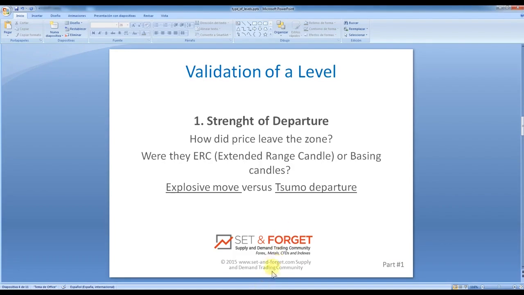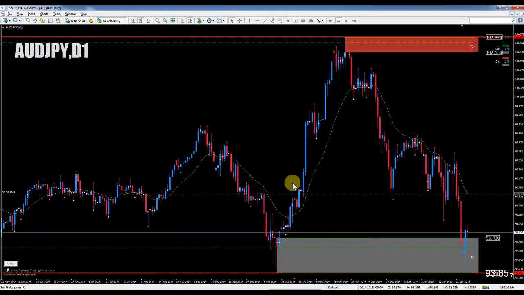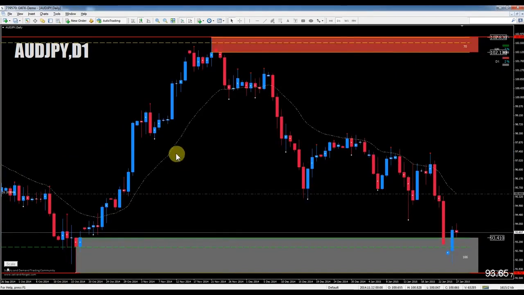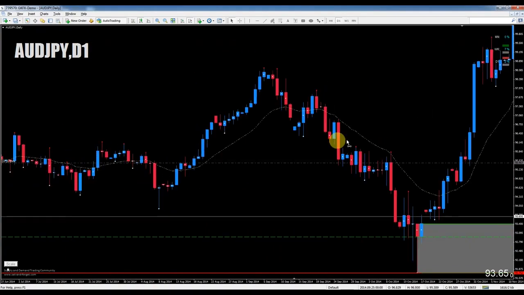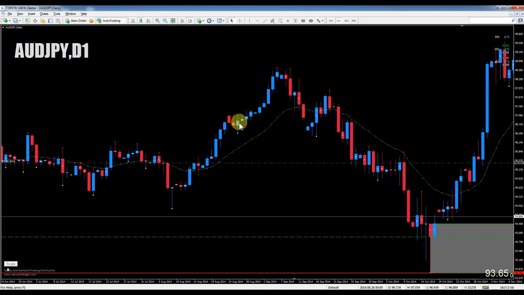Very, very important. So, a sumo departure. What is a sumo departure? A sumo departure is a very, very slow move, a lot of trade in the zone, or a stair-step leather type of level. Like, let's say, look at this one. As you can see, rally, base, rally. Look at these candles over there. Let me zoom in a little bit. Look at this. These are 50% candles doing nothing, doing nothing, doing nothing.